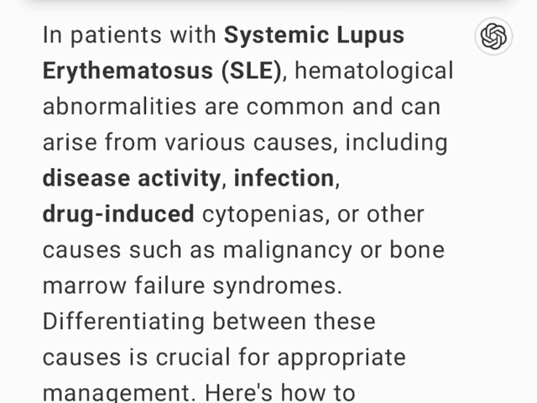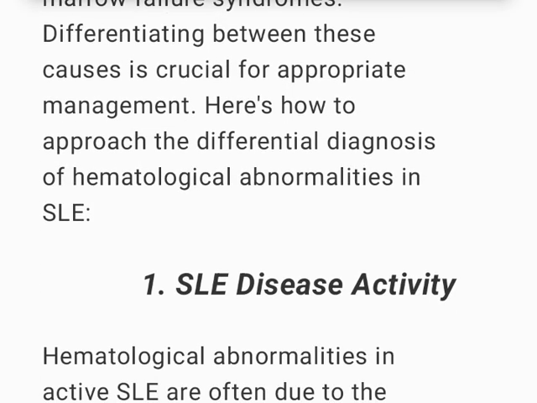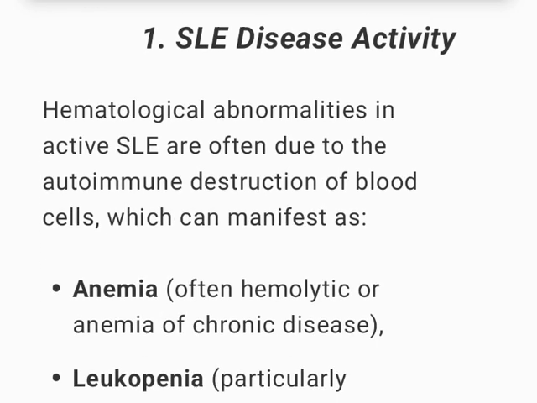In patients with systemic lupus erythematosus, SLE, hematological abnormalities are common and can arise from various causes, including disease activity, infection, drug-induced cytopenias, or other causes such as malignancy or bone marrow failure syndromes. Differentiating between these causes is crucial for appropriate management. Here's how to approach the differential diagnosis of hematological abnormalities in SLE.